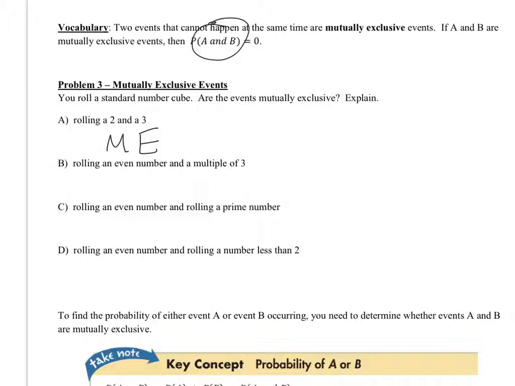So rolling an even number and a multiple of 3. So this is not mutually exclusive. Now, one way you can try to think about this is, is there a situation where both of these go together? Well, yes. You could roll a 6. A 6 is both even and it's a multiple of 3, so that would be not mutually exclusive. So you try C and D.